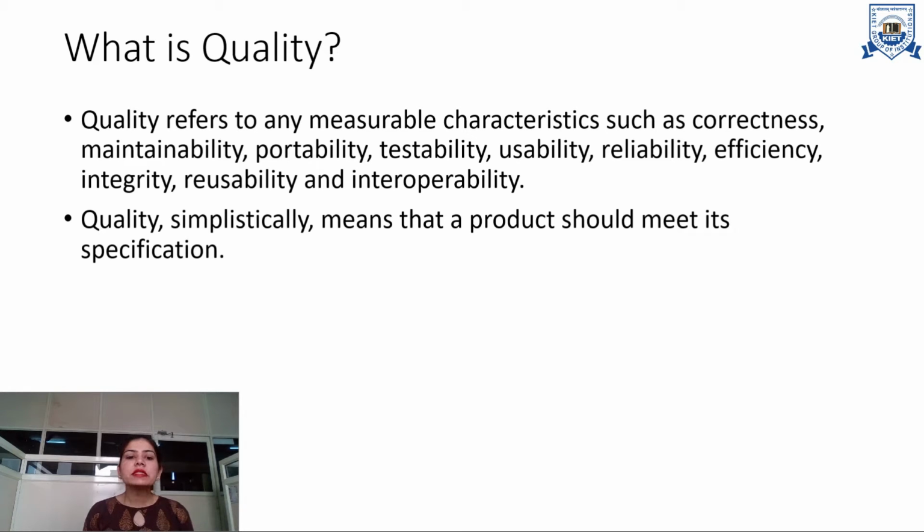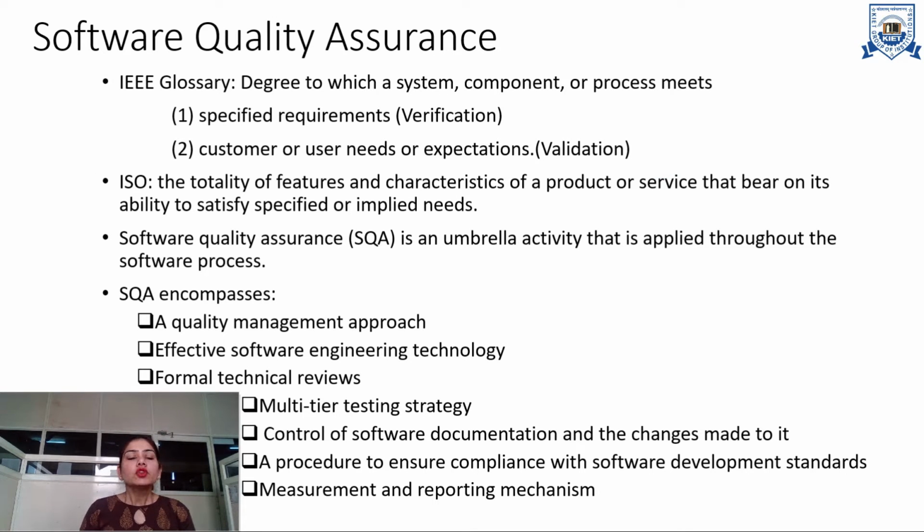product. Or we can simply say it is how efficiently the product meets the customer requirement or the specifications which are documented in the software requirement specification. So according to the IEEE, it is the degree to which a system, component or process meets the specified requirements documented in the SRS document, and the customer and user needs or expectations.